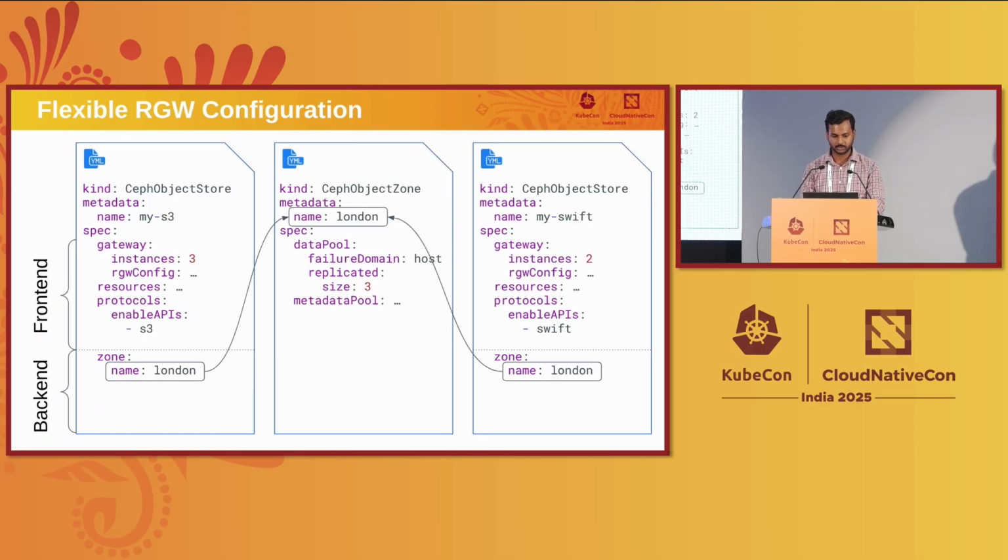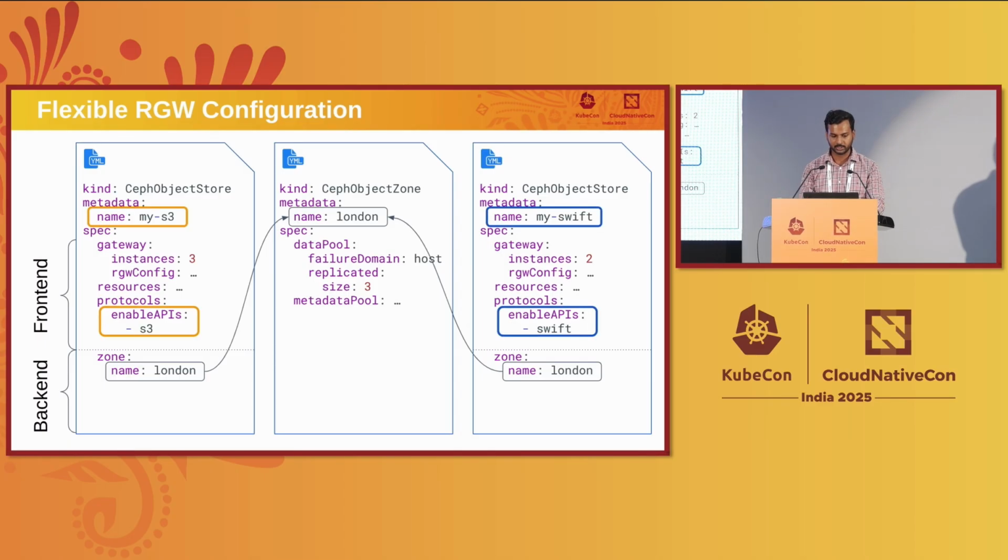So there is another way to do the same thing with more flexibility. If we see here, we have a front end. There are 2 Ceph object stores. In the front end, we will be using the first one for S3, and the other one we will be using for Swift. In the S3 we have 3 instances, and for Swift we have 2 instances. So there will be a total of 5 instances, and we will be using the same zone for both of them, which is London.